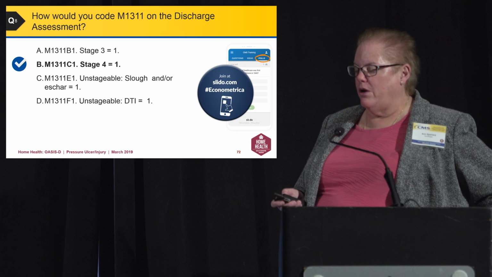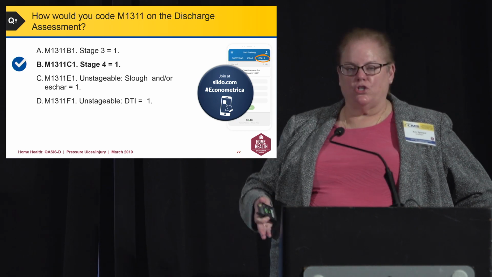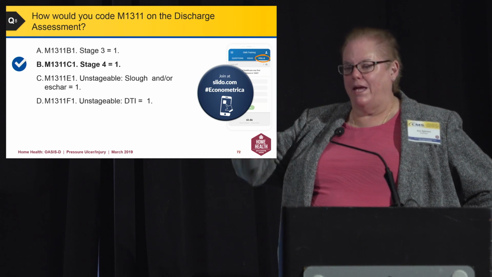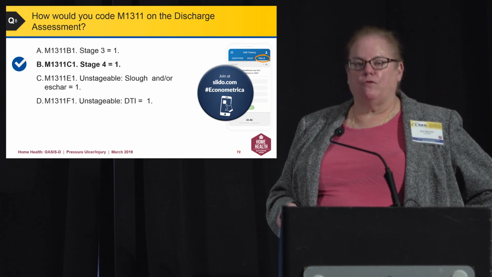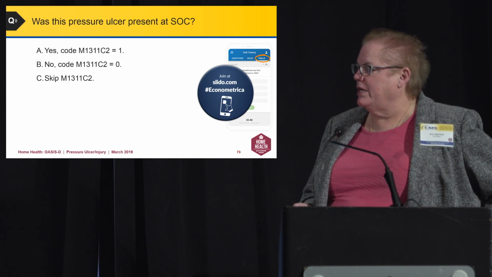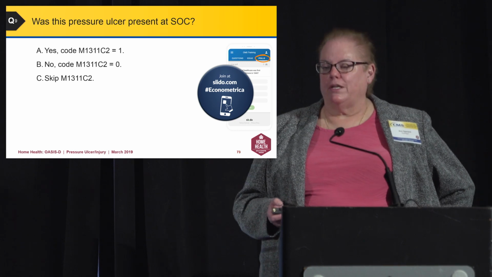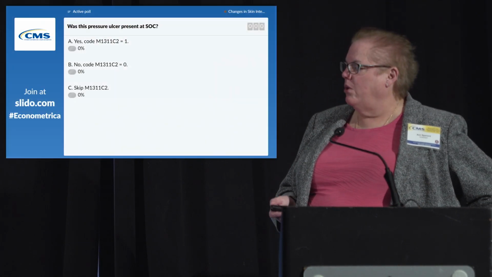So some people said, oh, it's unstageable DTI. Well, again, remember, we're looking at the discharge. What are we seeing today at discharge? And what we saw today is we had a stage 4 pressure ulcer, right? Now the next question is, was this pressure ulcer present at the start of care? Yes, no, or skip?